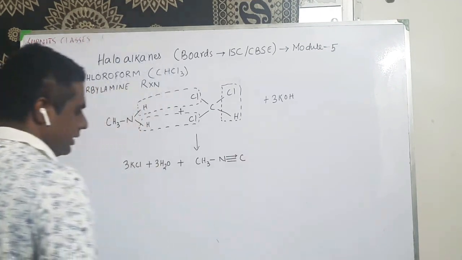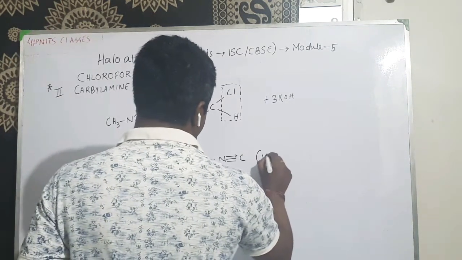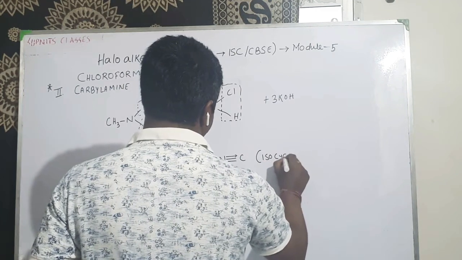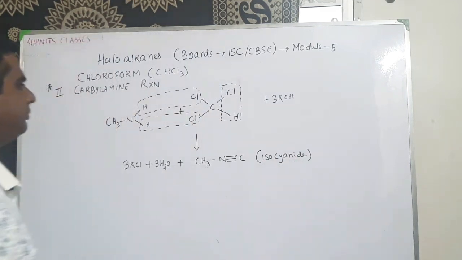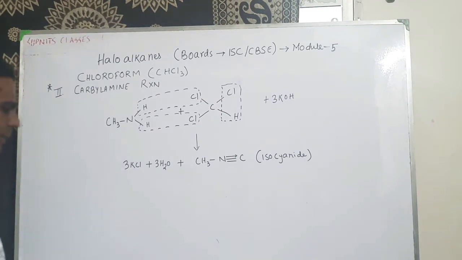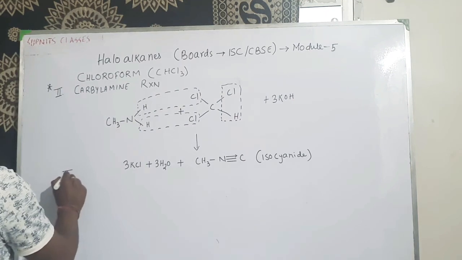Coordinate bond, this is isocyanide or isonitrile. Isocyanide, methyl isocyanide, okay, a very poisonous compound, important. This reaction is super important. These 2 reactions now we are going to do.